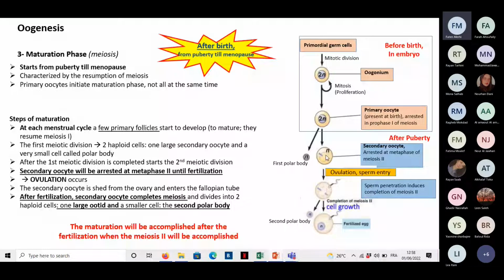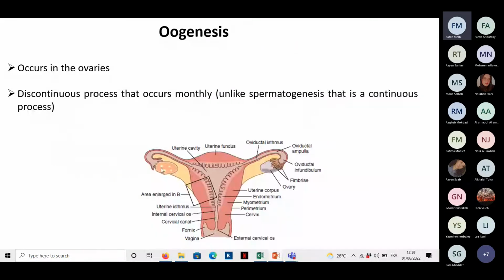This haploid cell, this secondary oocyte, will directly enter the meiosis 2, but however, it will get arrested again at the metaphase of meiosis 2. Okay, so it will start the meiosis 2, but will get arrested at the metaphase of meiosis 2, and it will be ovulated as an arrested oocyte in the meiosis 2. So it will be ovulated while arrested in meiosis 2. You know, when it is ovulated, it will be expelled from the ovary and it will go to the fallopian tube. And here in the fallopian tube, we will have the fertilization process.